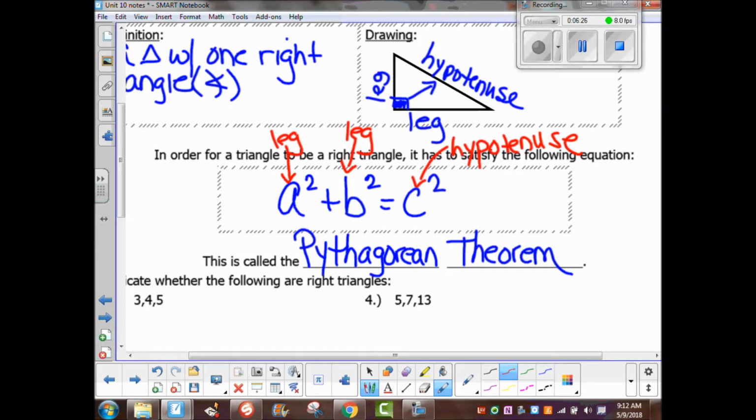So if A is a leg and B is a leg, does it matter which leg goes where in the Pythagorean theorem? Why not? What's the operation between the two? Addition. So does it matter if I say 3 plus 2 or 2 plus 3? No, it's the same thing. So the legs don't matter where you put them in either A or B. The one that's important is the C, the hypotenuse.